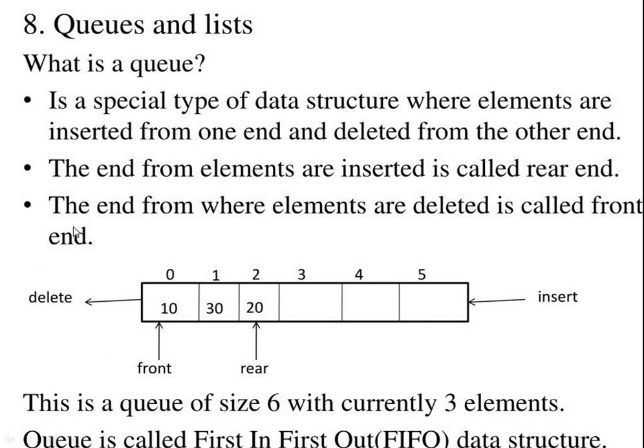Now you can see here in the array part, this is front and this is rear. If you want to insert any new element, it will be added to the next position, that is rear plus 1. And if you want to delete an element, as per the definition, it will always be deleted from the front. So it will be deleted from the front side, and insertion will take place always from the rear side. This queue has a size of 6 with currently 3 elements, and it is called a first in first out data structure.